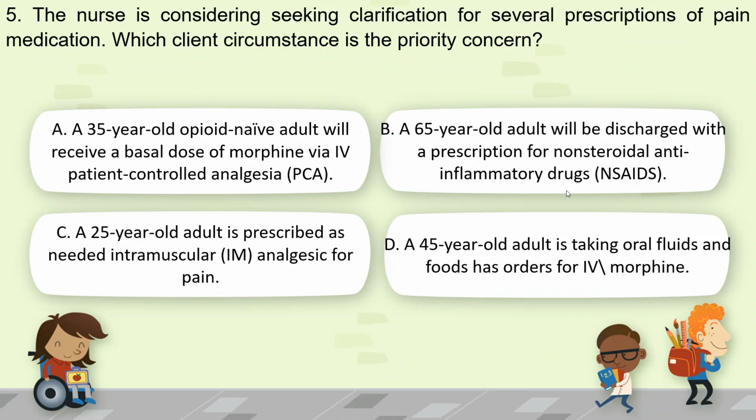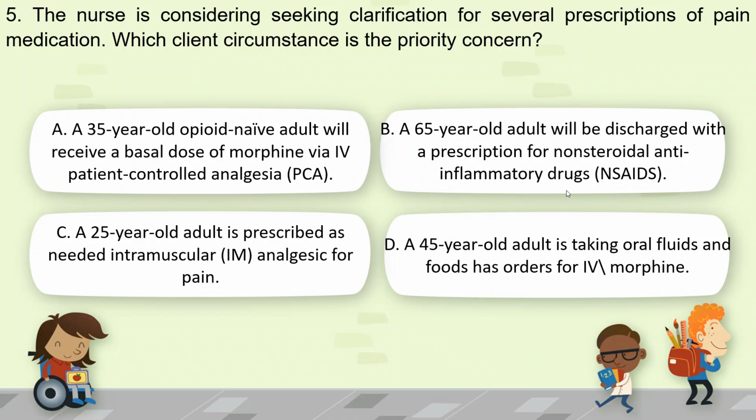Thus, we might actually talk about giving this patient fluids. So, of course, in this case, it's not our priority, but our priority is basically on an individual who has greater risk of possible respiratory depression. So, the best answer for number five is letter A.